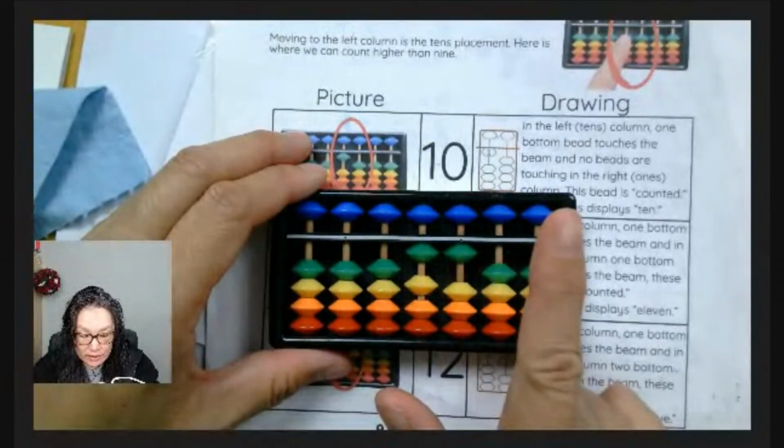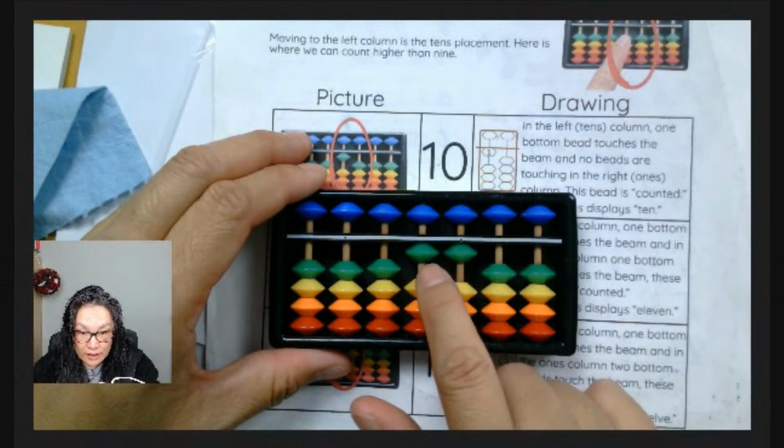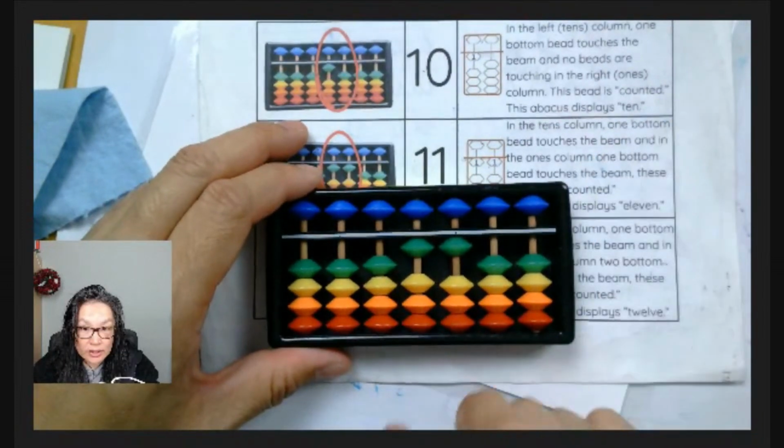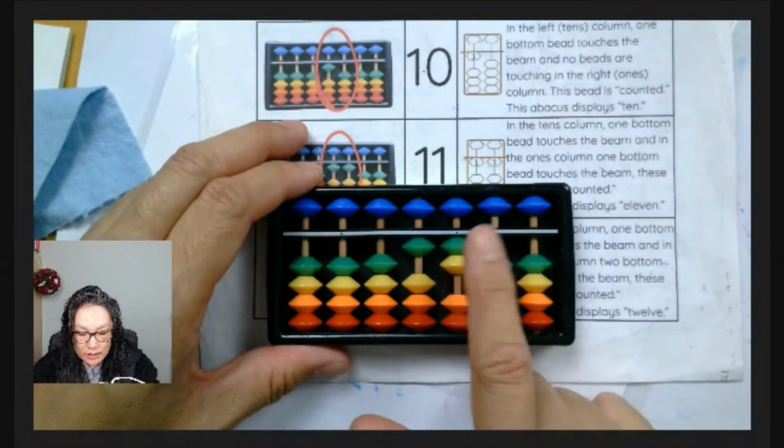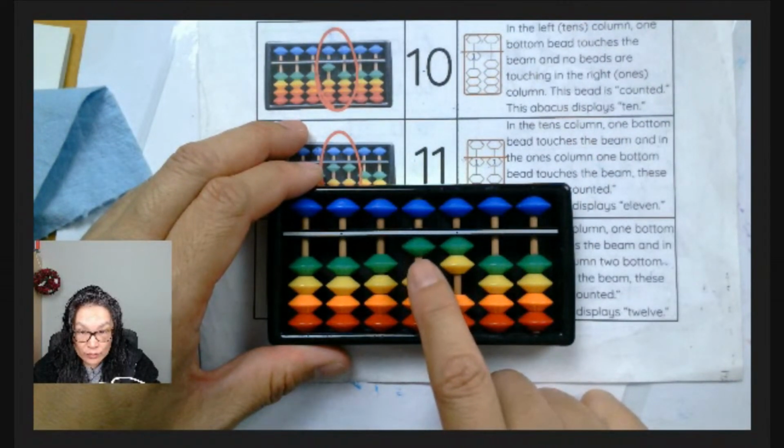When we do it, that would be 11, right? 1 and 1. So this is 11. And then we have 12. 12 is a 1 and a 2.